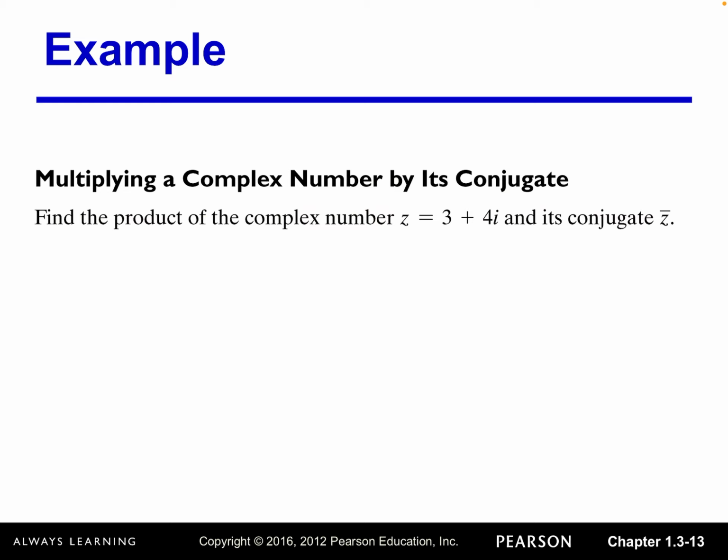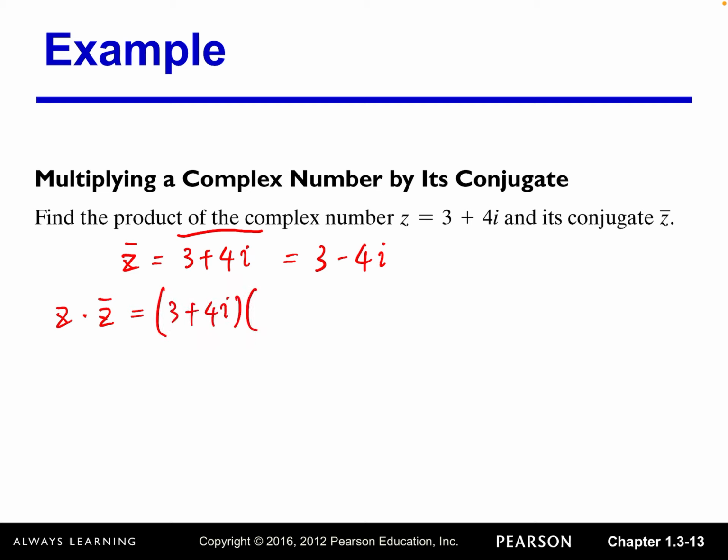All right, now let's try multiplying a complex number by its conjugate. Find the product of the complex number z equals 3 plus 4i and its conjugate. First we need to find the conjugate. What is the conjugate of 3 plus 4i? It's 3 minus 4i. Is that right? Now let's do z times z bar, a complex number multiplied by its conjugate. That's 3 plus 4i multiplied by 3 minus 4i, right?